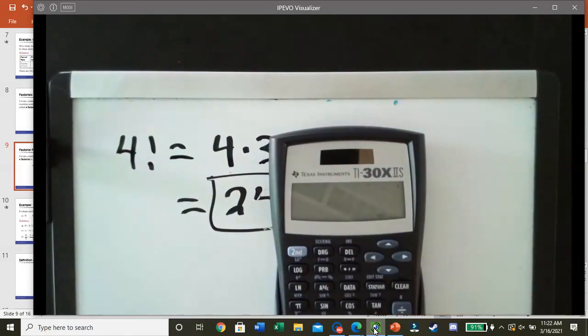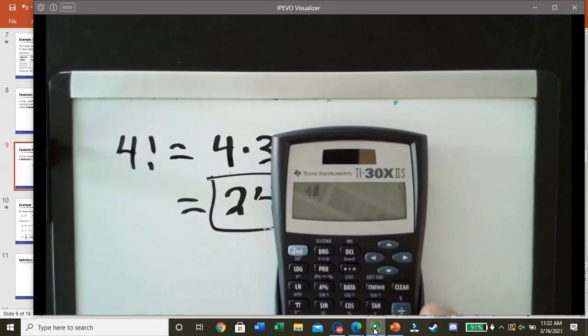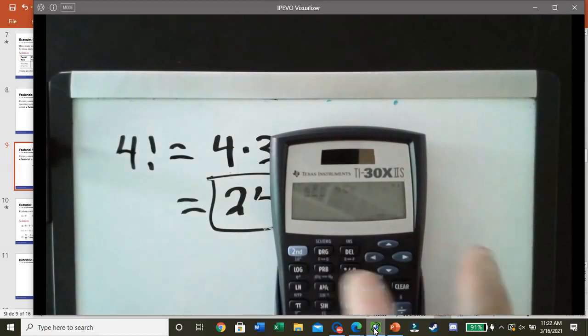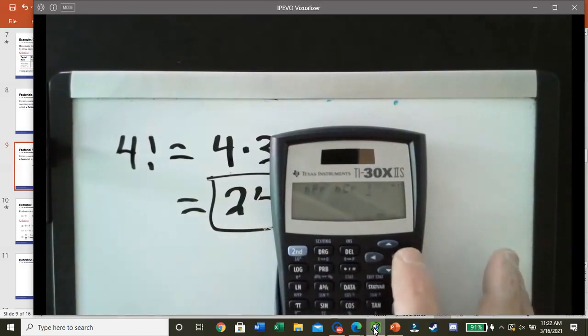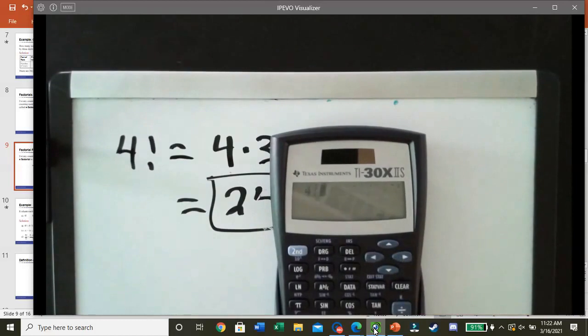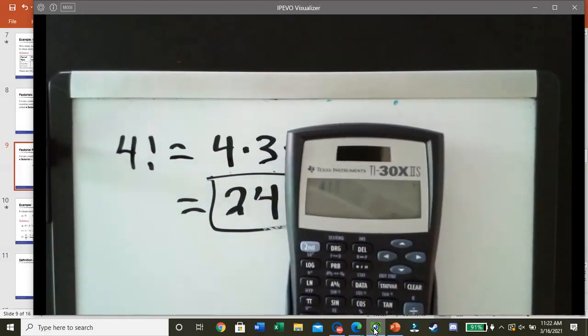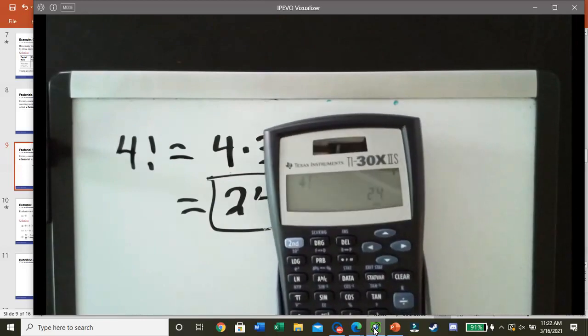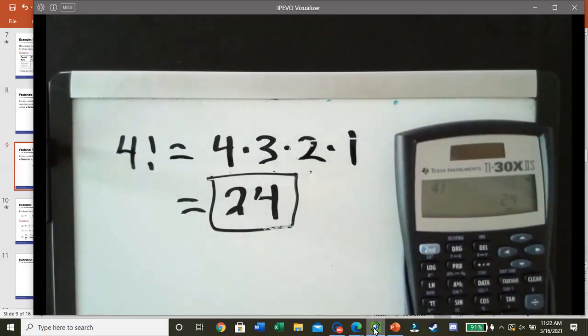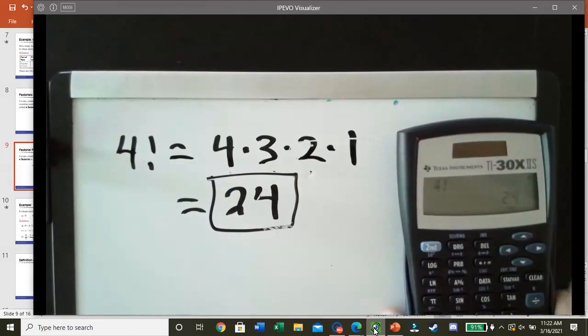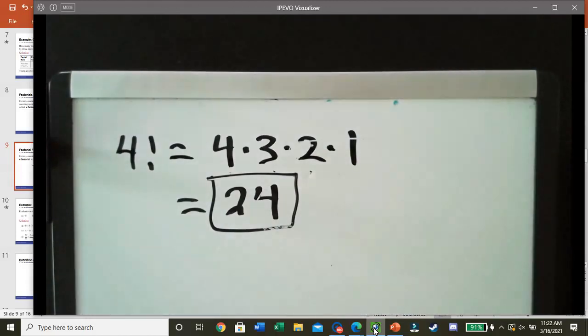So basically, if we put in 4, and then go to PRB, and then right arrow over to the factorial sign, there you go. It's like an exclamation point, and then you hit equals, you get the answer. So you can use your calculator to work with factorials. All right, any questions with that?